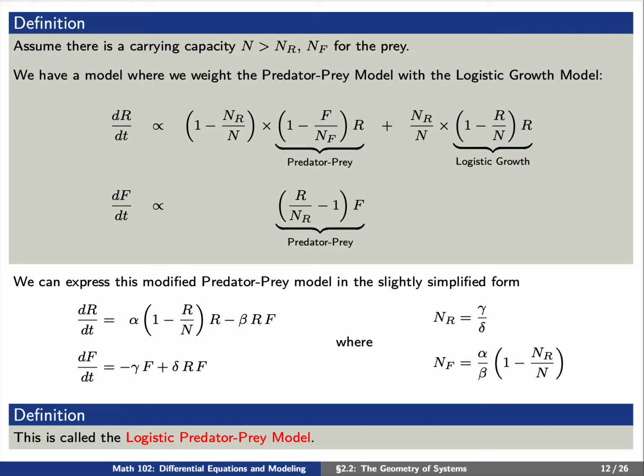We can modify this model a little bit by assuming that there is a carrying capacity for the prey. That is, in general, we know that the number of rabbits cannot increase indefinitely because there's only a finite amount of resources, that is, food and even land space. So let's assume that there's some carrying capacity N. We'll have a model where we can weight the predator-prey model along with the logistic growth model. Simply put, we then have a new equation that states dr/dt equals alpha times (1 minus r over N) times r minus beta times r times f, and df/dt equals negative gamma times f plus delta times r times f. We'll call this the logistic predator-prey model.